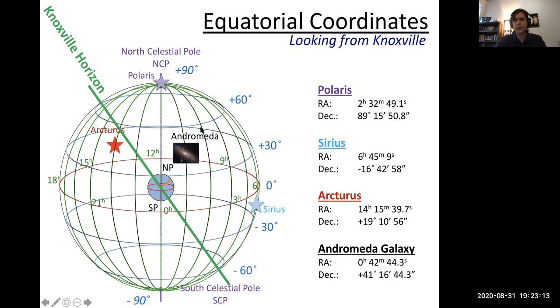You see that Arcturus looks like it's below the horizon, but remember this is rotating around and around and around. So I could have drawn it equivalently this direction, and it would be above the horizon. It's only this cone down here that is not observable.